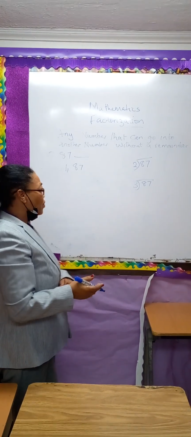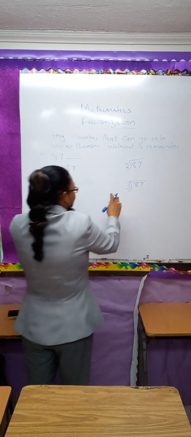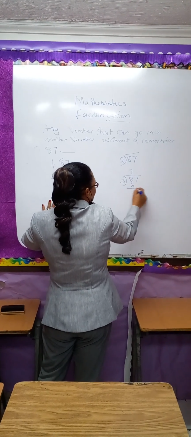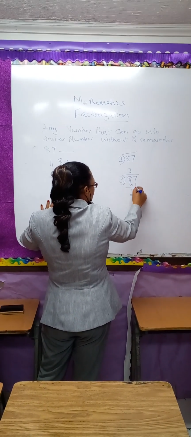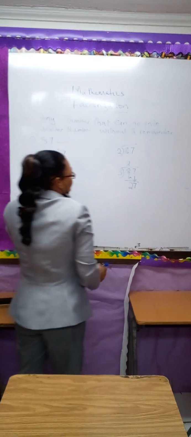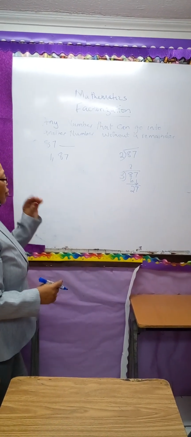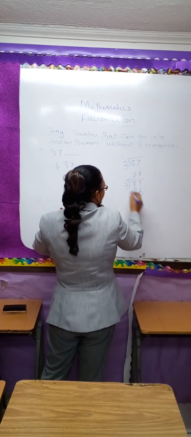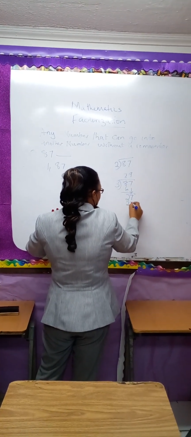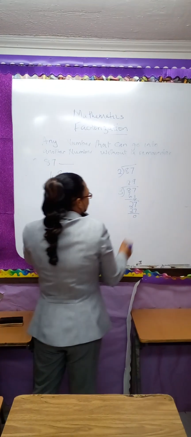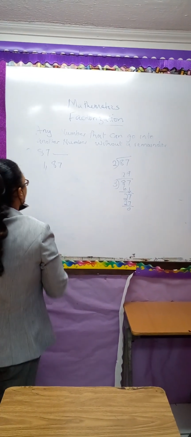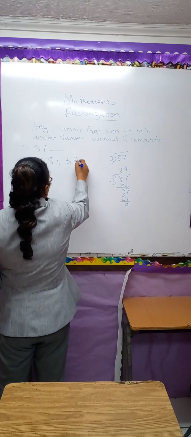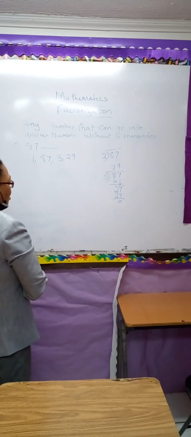Now let's do this division and see. 3 into 8 is going to go 2 times. 2 3s are 6, and I'm left with 2. Bringing down the 7, I have 27. 3 into 27 is going to go 9 times. 3 times 9 is 27. And so 29 and 3 are factors of 87. 3 and 29 will be my next two factors.